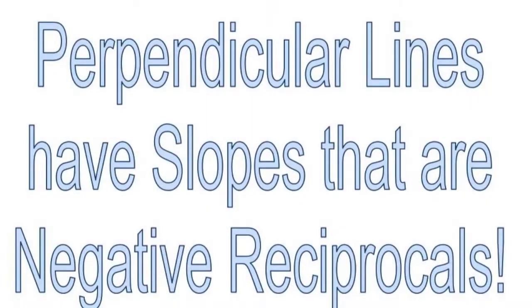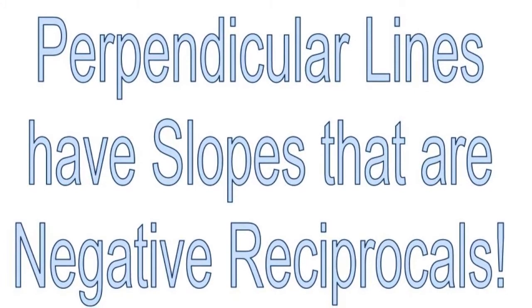Well, the SAT likes to test the slopes of perpendicular lines. Many of my students need a little brush up. What are the slopes of perpendicular lines? If you know that they intersect at a 90-degree angle, then if you're told the slope of one of those lines, you ought to be able to figure out the slope of the other. Perpendicular lines have slopes that are negative reciprocals.